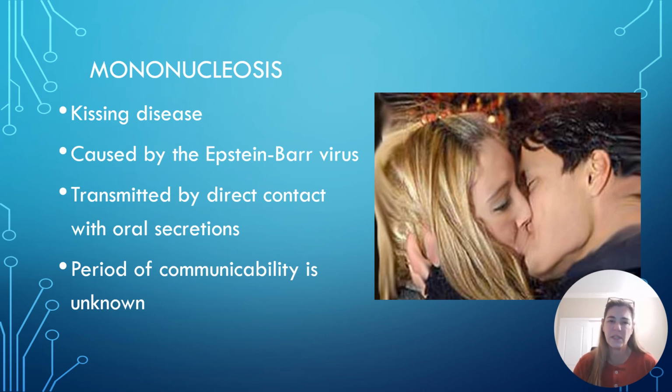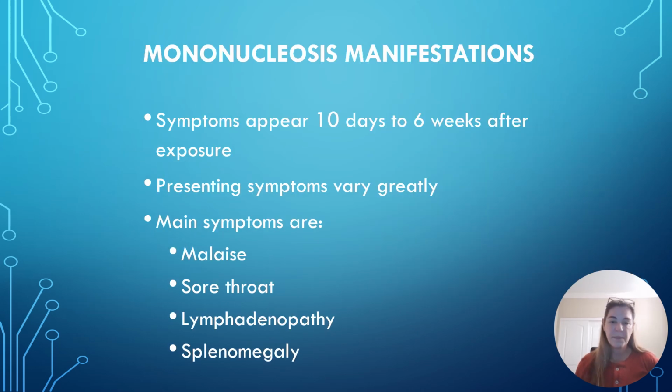So we talked about this a little bit in the last lecture, mononucleosis. We call it the kissing disease. It's caused by Epstein-Barr virus, and it's called the kissing disease because it's transmitted by direct contact with oral secretions. We don't know when it's contagious, or how long they're contagious before you actually get it. So that's a bit of an unknown in terms of when a person who has mononucleosis is contagious and how long they will be contagious for.